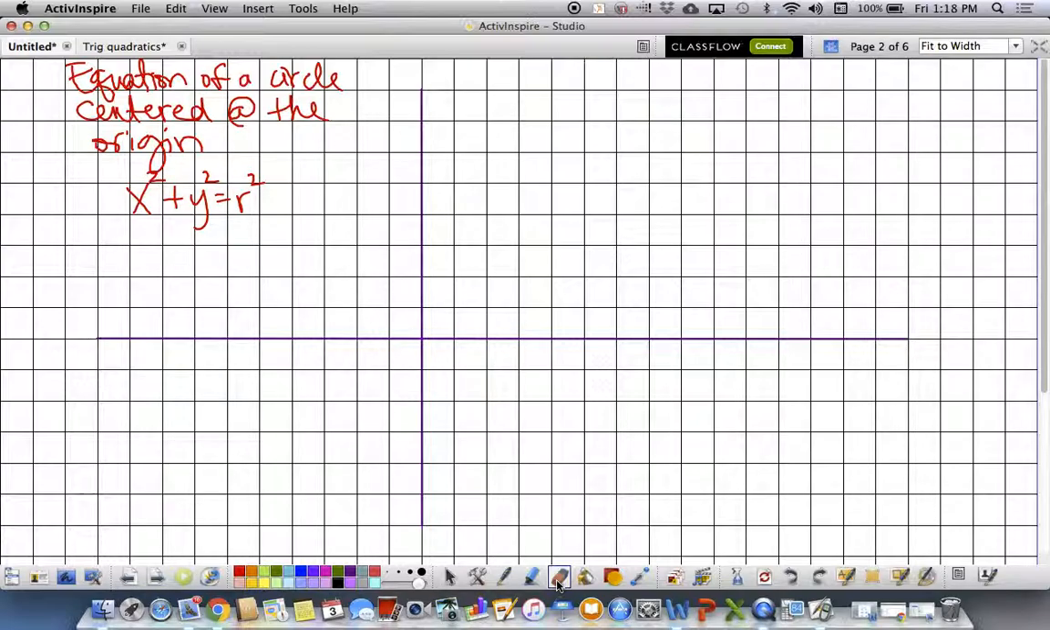So I put a graph up here, so we're going to graph. And I've written x squared plus y squared equals r squared, but it's the equation of a circle.